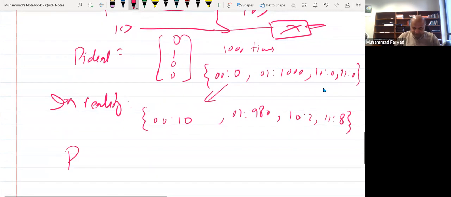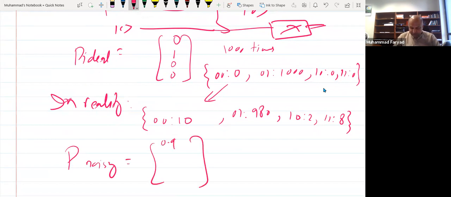So my actual, or noisy, probabilities on a noisy computer are something like this. What I'm getting is 0 0 is 10 times, so it's 0.01. 0 1 is 980 times, so this is with probability 0.98, and 1 0 is extremely less likely, 0.002, and 1 1 with 0.008. So this is what I'm actually getting.